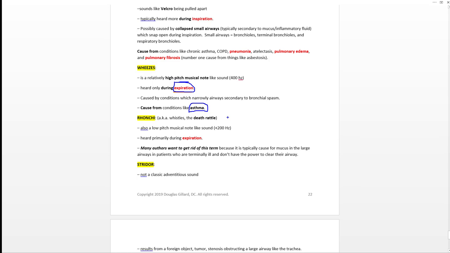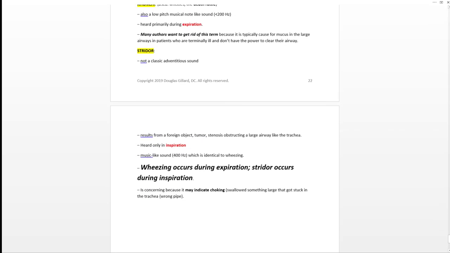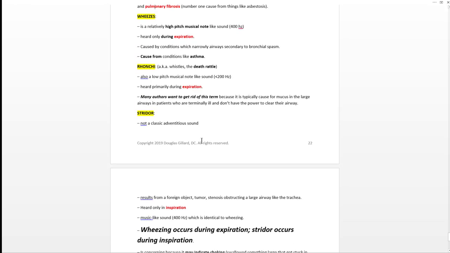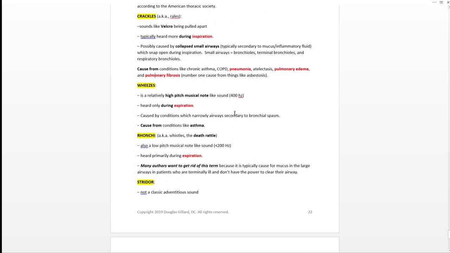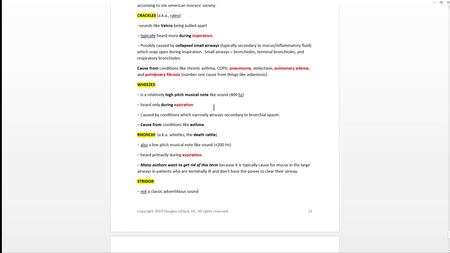Okay, let's jump to stridor, even though it's not a classic adventitious sound. It's also a 400 hertz sound, but this one is only heard on inspiration. So this is from, they swallowed a Lego. There's a physical blockage in the tracheobronchial tree somewhere. Not in the esophagus, but in the tracheobronchial tree. And the difference between stridor and wheezing: stridor is heard during inspiration. Wheezing is heard during expiration. Can't blow out a candle.